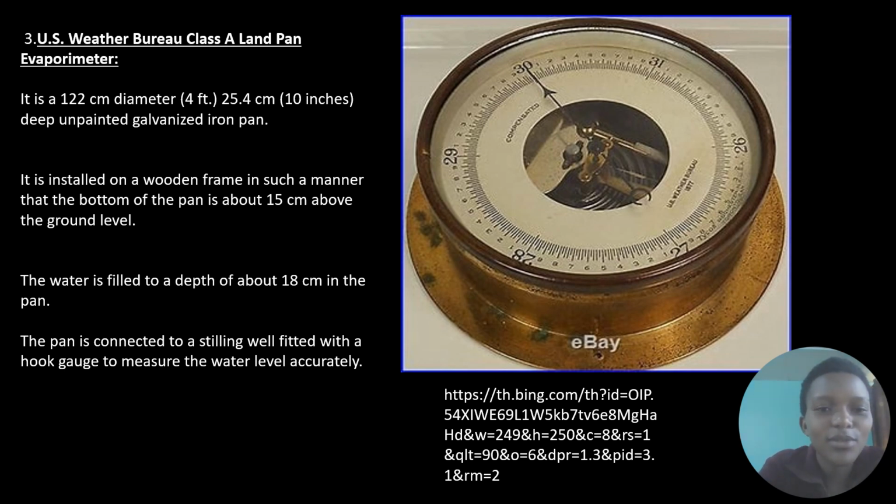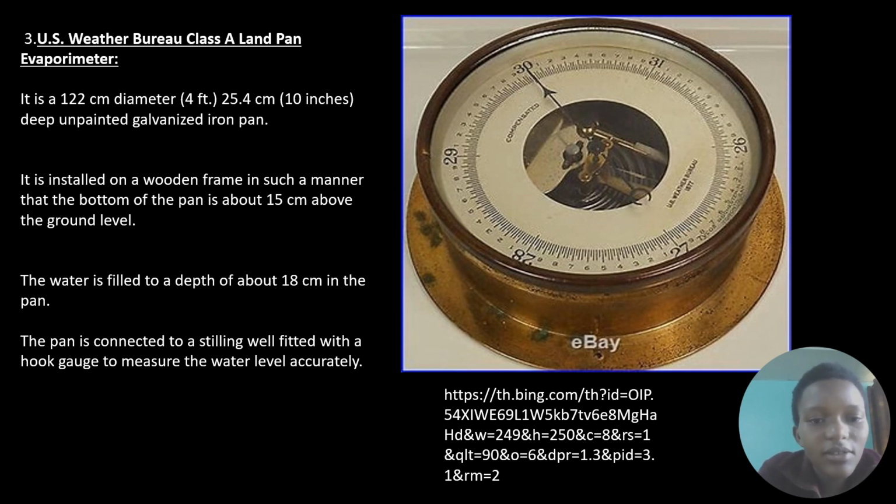Another measurement used in evaporation pans is the Weather Bureau Class A land pan evaporimeter. It is a 122 centimeter diameter, 25.4 centimeter, 10 inches deep unpainted galvanized iron pan. It is installed on a wooden frame in such a manner that the bottom of the pan is about 50 centimeters above the ground level.